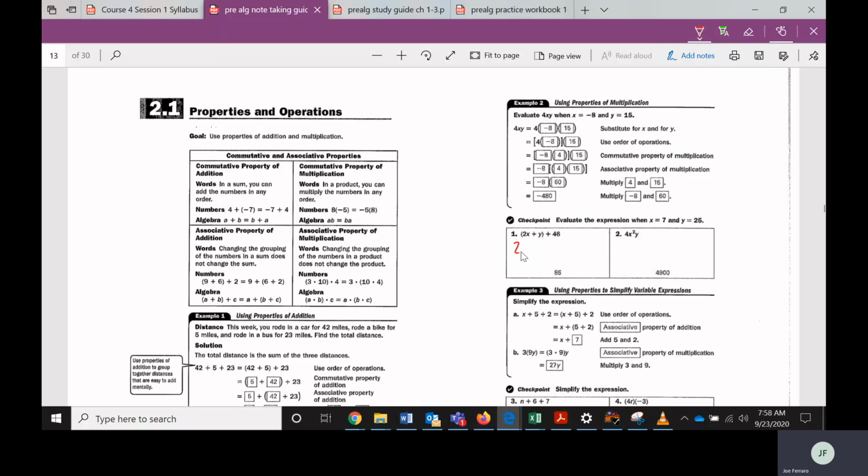So if we're doing this, we're going to go 2, and then we get the 7, and plus 25. That's all in parentheses. And then we add 46. So you would do 2 times 7 is 14, plus the 25, and plus 46. You'd probably just use your calculator, but what they're saying is you could take the 14 and the 46, which is 60, and then add the 25 is 85.